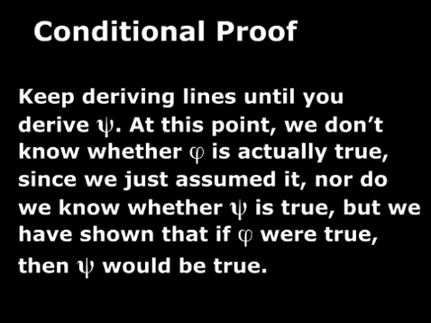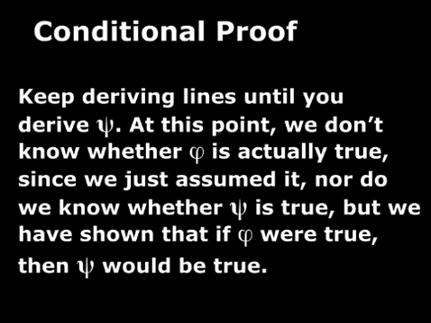Now, suppose you can derive the consequent. Now at this point, we don't know if phi is actually true or if it actually follows from the premises because we just assumed it. We didn't derive it from anything. So we don't know if phi is true. We also don't know if psi is true or if it follows from the premises. Okay, yeah, we derived it, but we didn't derive it just from the premises. We derived it from the premises together with this line we just assumed. So we also don't know if psi is true.